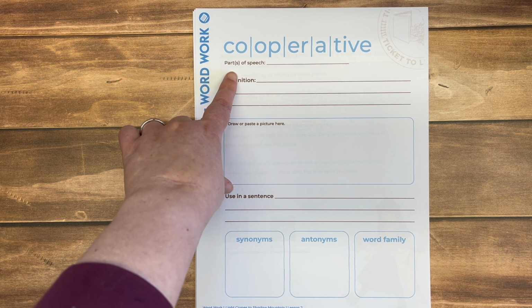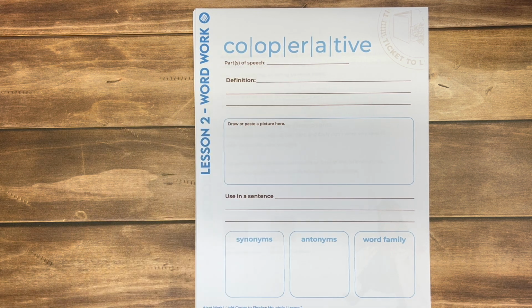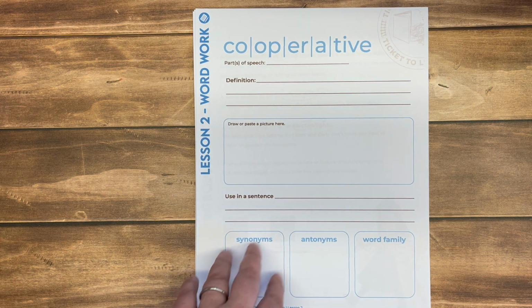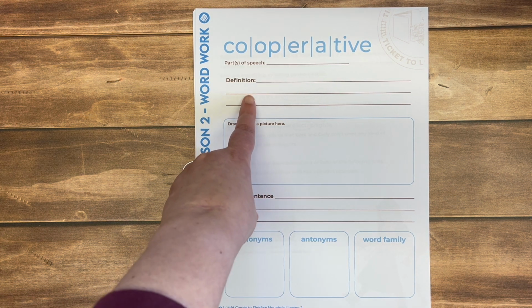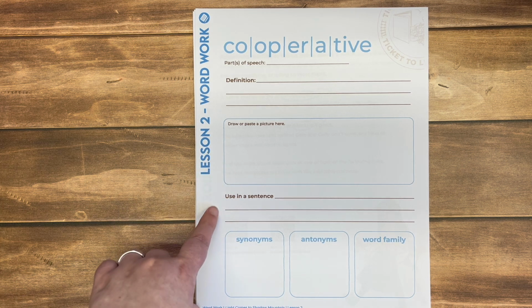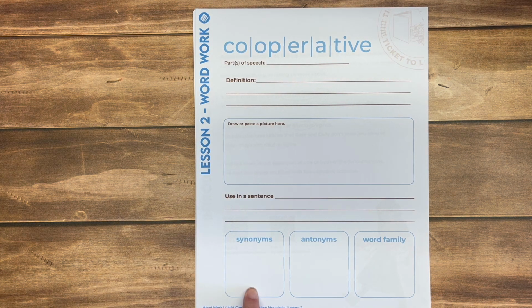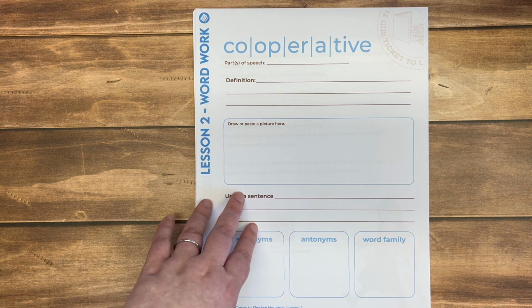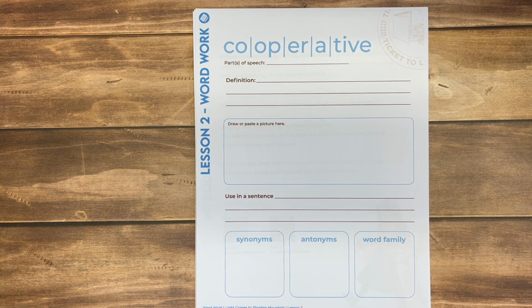Then you have an opportunity to write the part of speech. You're going to pick the part of speech based on how the word is being used in context in Light Comes to Shadow Mountain. You'll also be able to write a definition, draw a picture, use the word in a sentence, come up with synonyms, antonyms, and word families. We don't recommend using this for every single word in a lesson, but pick a few to really focus on, and this can be a lot of fun for your child.